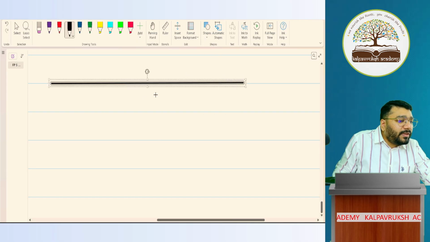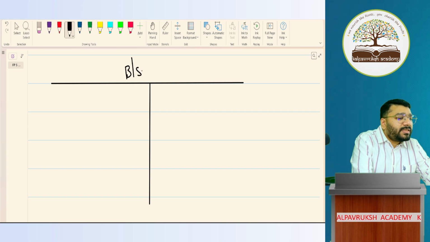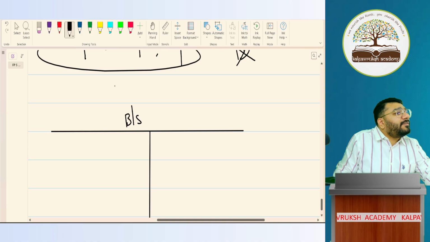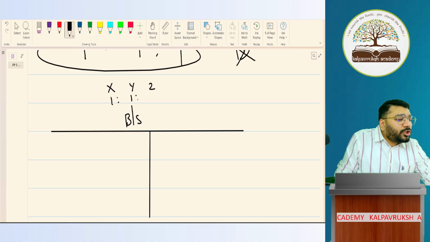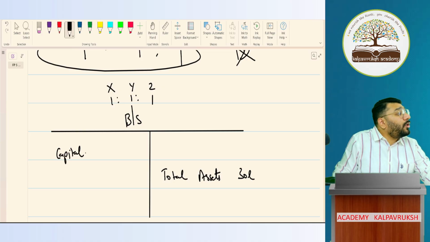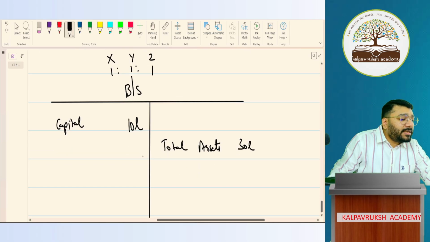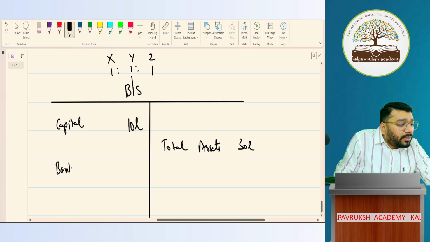This is the balance sheet of a firm. This firm is between X, Y, Z, whose profit sharing ratio is 1:1:1. In the balance sheet, total assets are 30 lakhs. The capital contributed by X, Y, Z, all three of them put together, is 10 lakhs. Apart from this, they have taken a bank loan of 20 lakh.